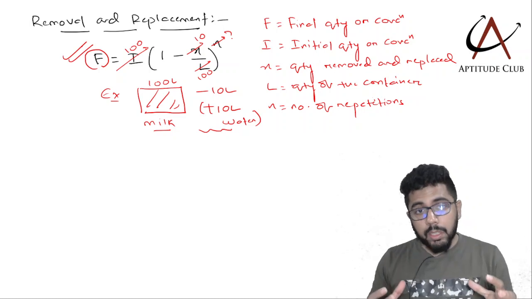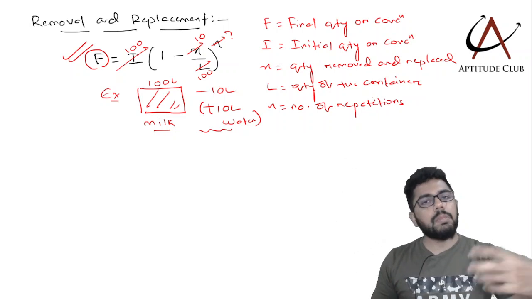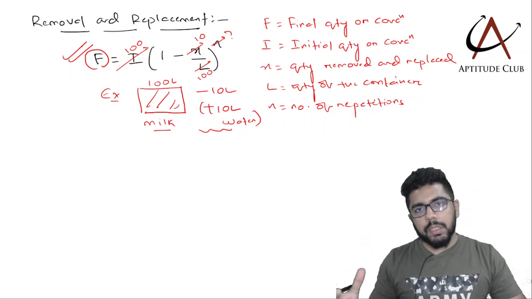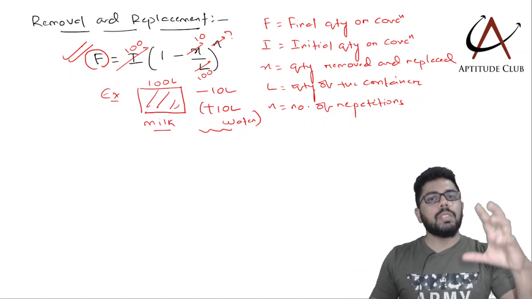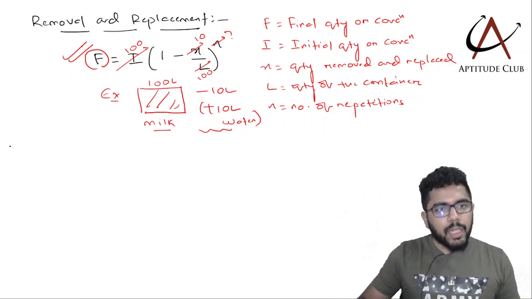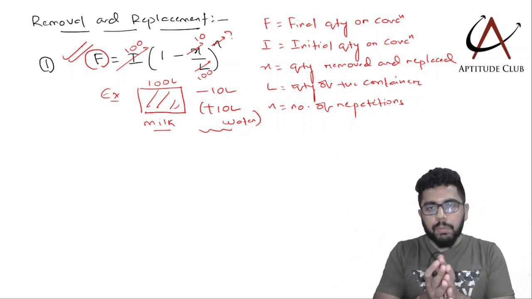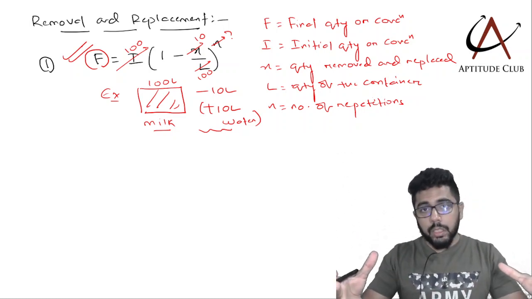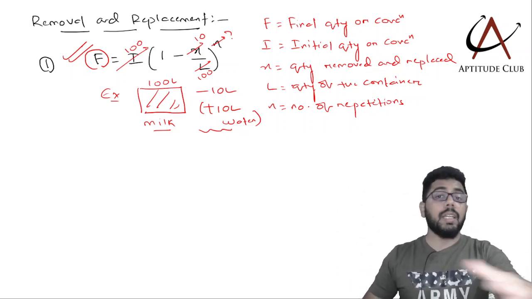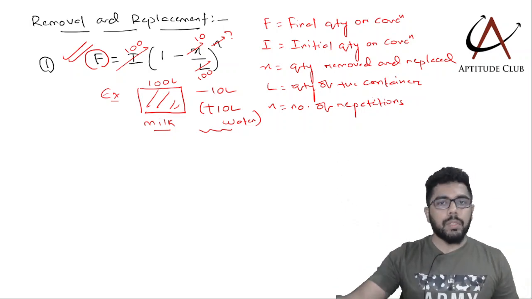But this formula is applicable if you remove and replace the same quantity every time. That means I'm removing 10 and replacing, again removing 10, again replacing 10, every repetition. But this formula can be slightly modified when I'm not doing the same thing every time. For example, the first time I remove 10 and replace 10, the second repetition I'll remove 20 and replace 20, the third repetition I'll remove 30 and replace 30. Although the overall quantity is the same, every repetition is done differently.